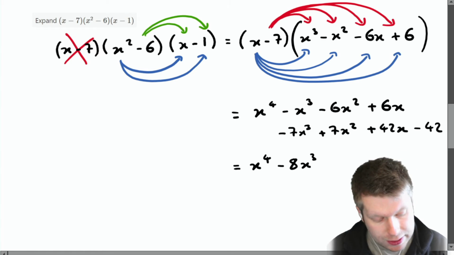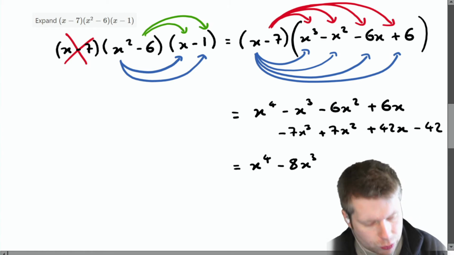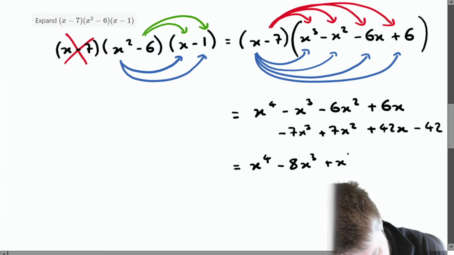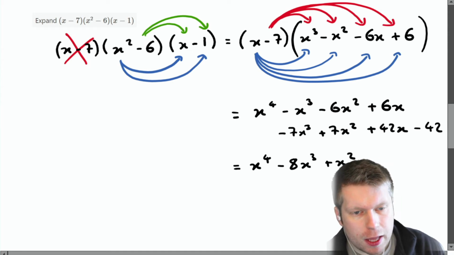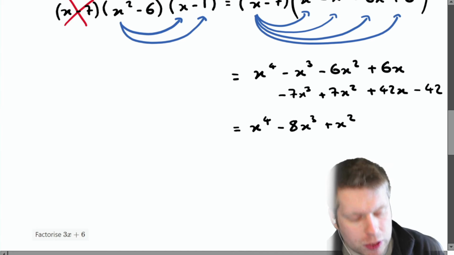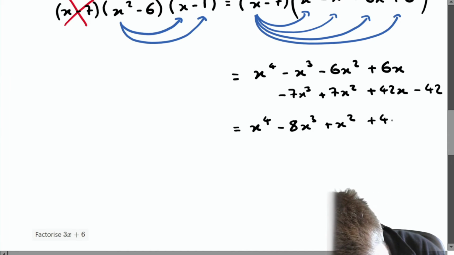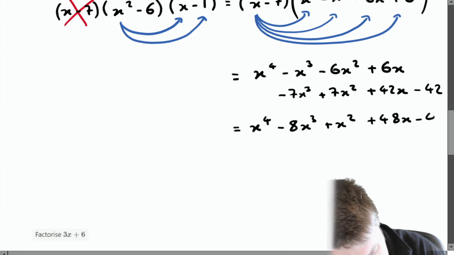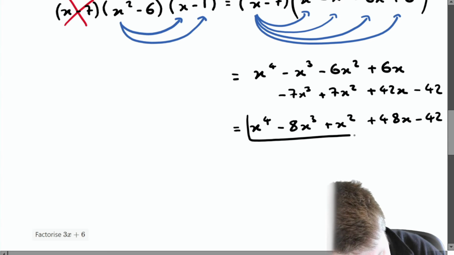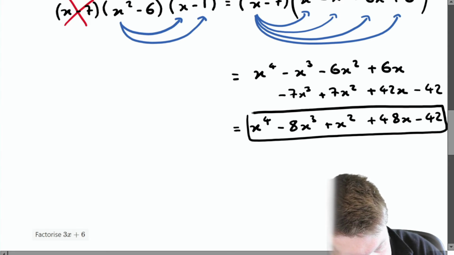Then I have negative 6x squared plus 7x squared. That's just going to give me a 1x squared, or just x squared. Then I have 6x plus 42x, that's going to give me 48x. Then I've just got negative 42 at the end. So that should be the final answer there after I've done all of my simplification.